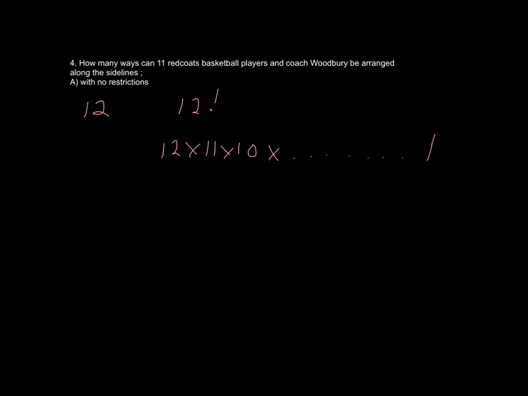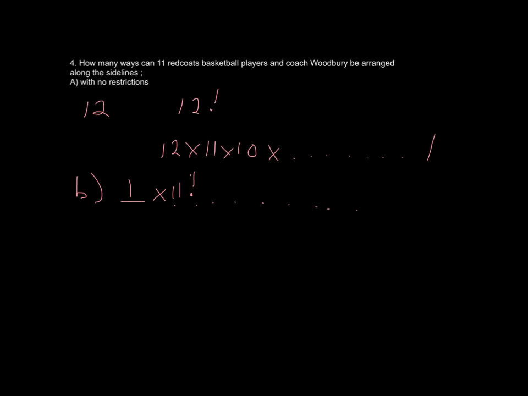Now, in the rest of number 4, they talk about, like in part B, if Coach Woodburn has to be at one end of the bench. Well, if you think about this being the one end of the bench and only Coach Woodburn can be there, then there's 11 factorial ways that the other 11 players can be arranged all the way down the line, right? And so that's how you kind of separate the special circumstances.